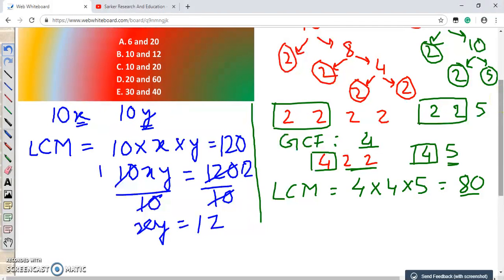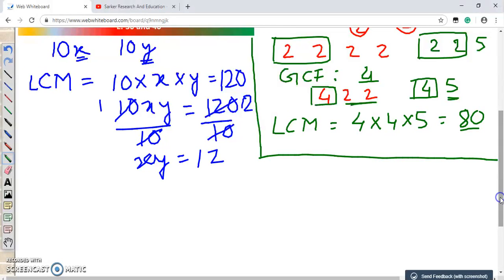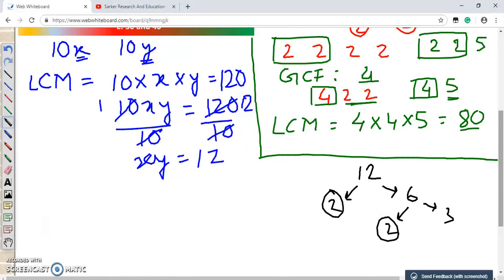Now, how am I going to choose which one is the right answer? How am I going to find the x and y separately? For that, let me just find the factors for 12. Roots or factors are the same thing. 2 times 6 is 12. 2 times 3 is 6. So let me just circle them, the factors, and write them down.